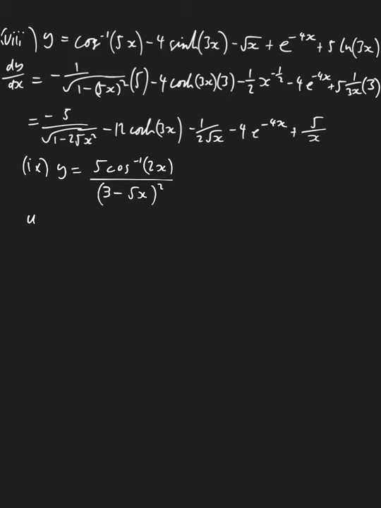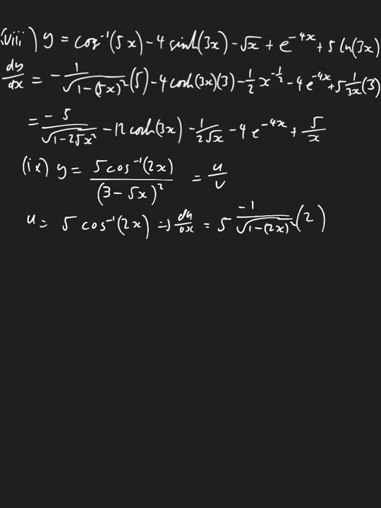Right, the last one, part 9, another big awkward quotient rule. We go straight into it. That's going to be u over v. So u is 5 times the inverse cosine of 2x. So that means that du dx is going to be 5. Derivative of inverse cosine is minus 1 over the square root of 1 minus x squared. Well, here we have 2x, so it's going to be (2x) squared, and by the chain rule we multiply on that derivative at the end. So that comes out to be minus 10 over the square root of 1 minus 4x squared.